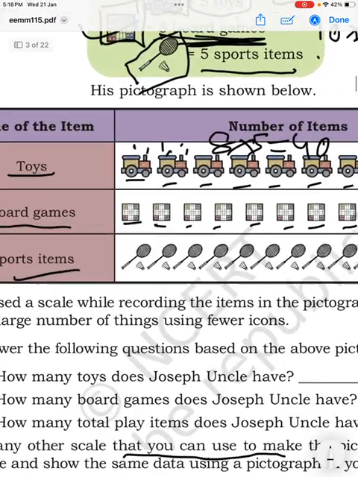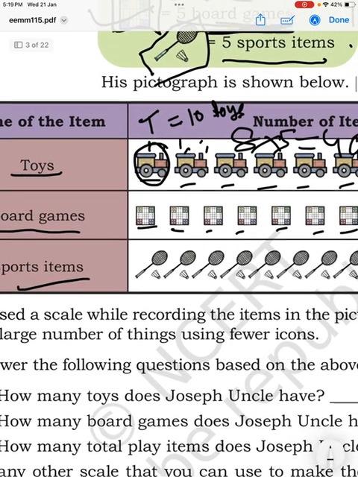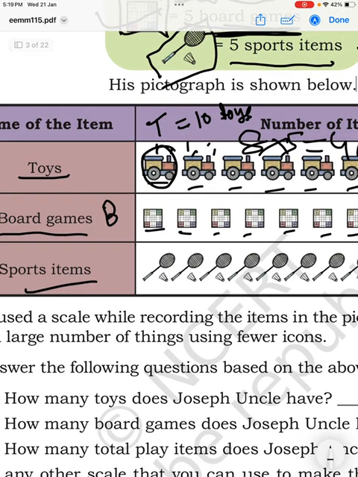Okay, you don't need to draw this. Instead, you can make some symbol, and just denote T, and 1 T stands for 10 toys. Similarly for board games, no need to draw this, you can use B and you can say 1 B is equal to 10 or 5 board games, whatever you think is easy, or you can say just 4 board games. It's up to you what scale you are giving to the symbol.